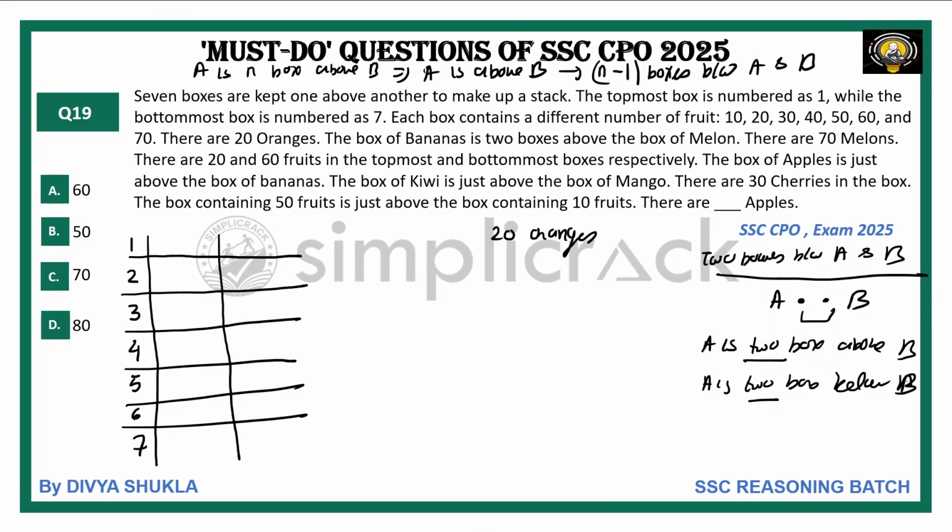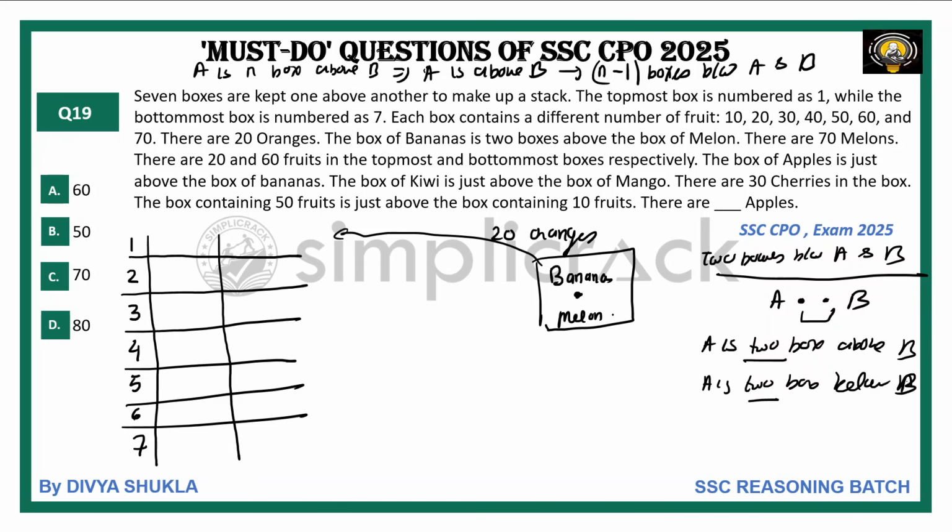Okay, so just a second. Yeah, so understand, there are 20 oranges. So banana is two boxes above the box of melon. That is, banana is kept above melon. But how many boxes are in between banana and melon? One box is between banana and melon. That means it would look like this: banana, one box, melon. I follow this structure so that we can understand how to place this in this chart.